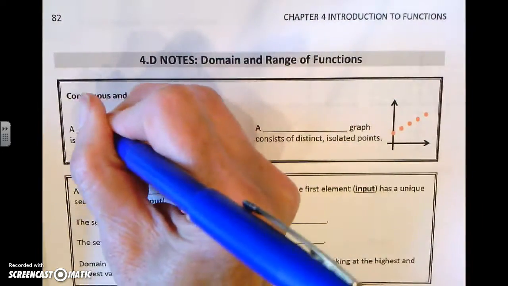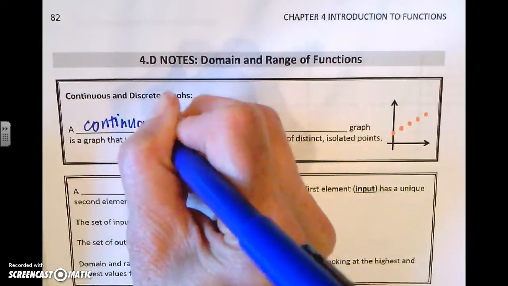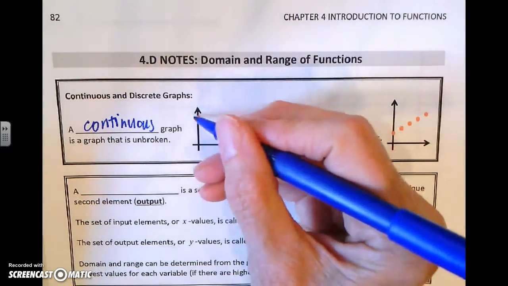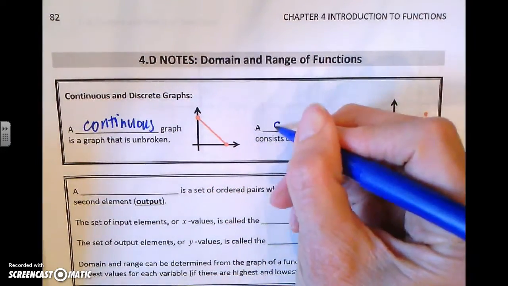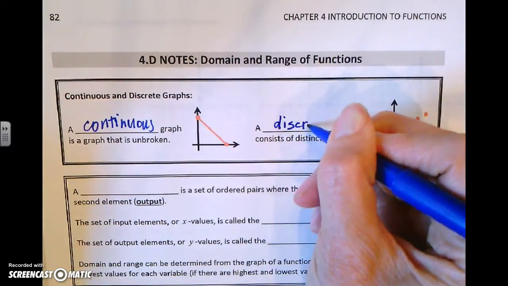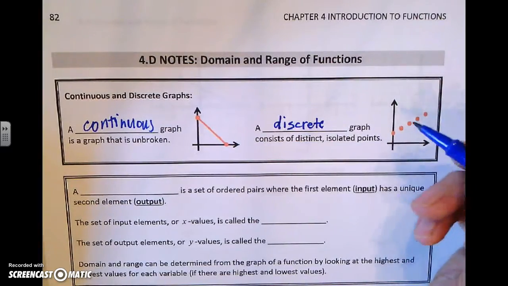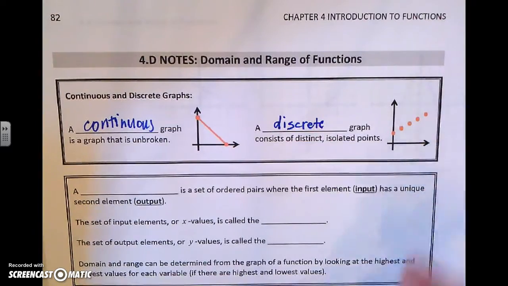A continuous graph is a graph that's unbroken, like this picture right here. It's a solid line of any kind. A discrete graph consists of distinct isolated points, as in this graph right here.